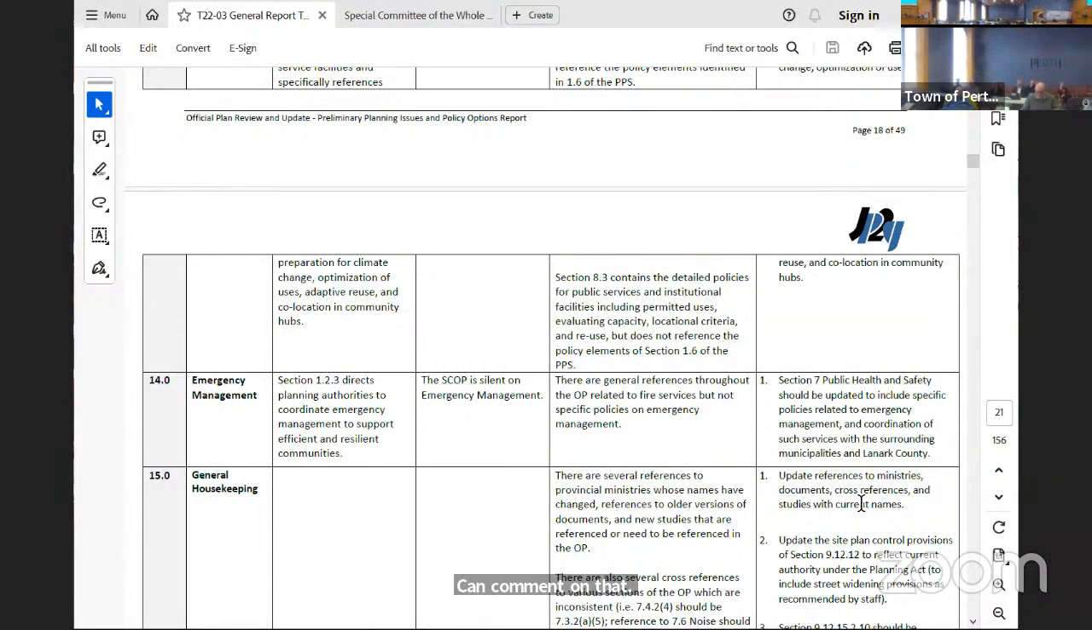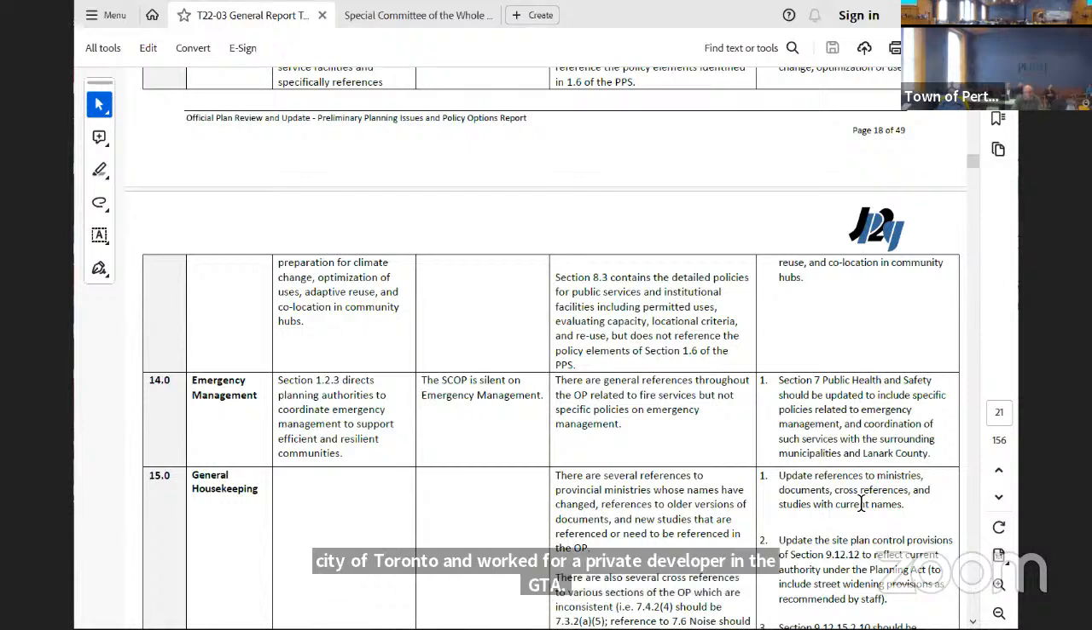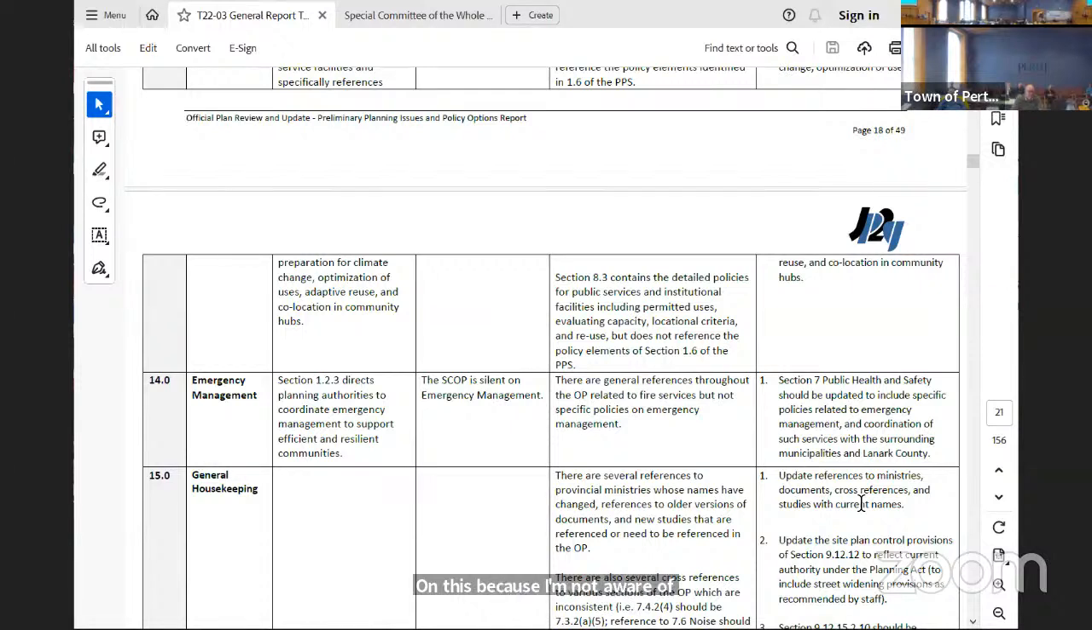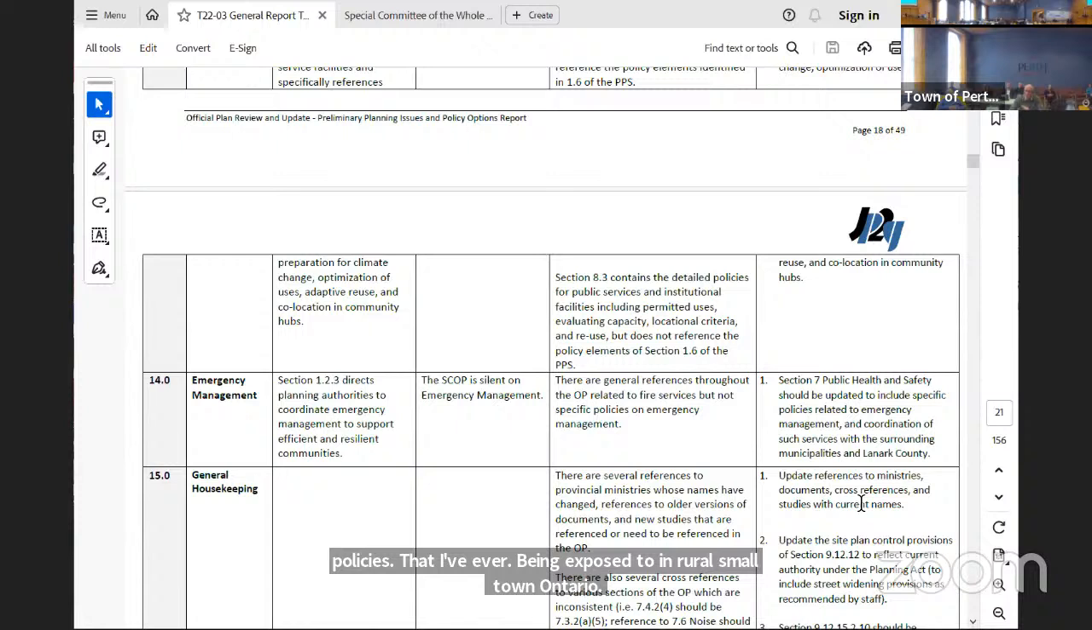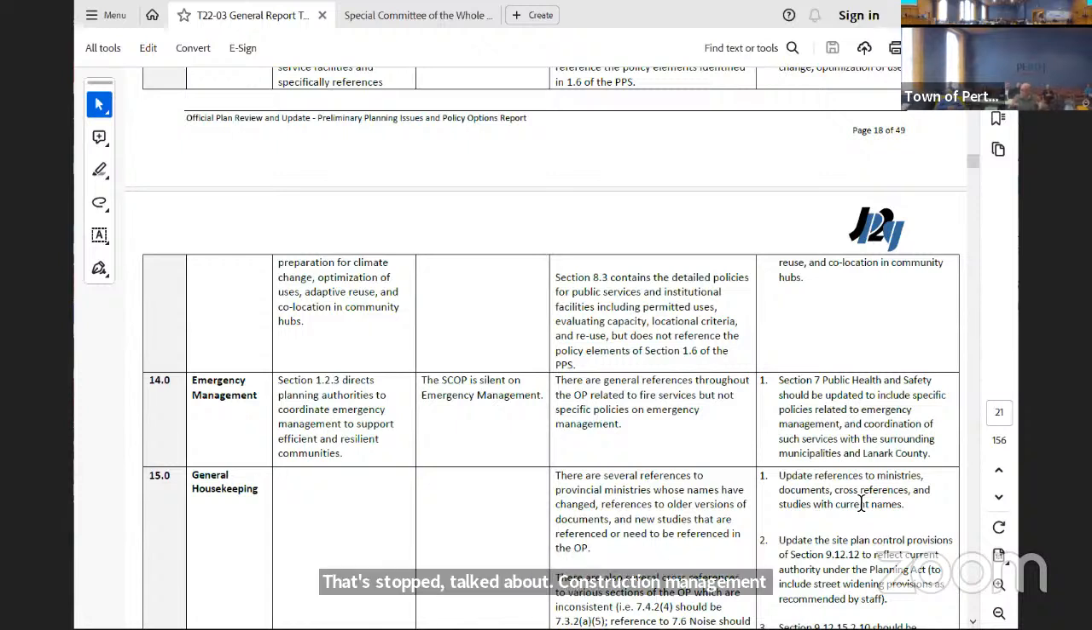I'd be happy to. Thank you very much, Chair. This is, again, we did receive comments from the public. Mr. Tennant was quite eloquent in his thoughts on that. I did take the opportunity on this specific element, Chair, to speak to one of my colleagues, one of the senior planners in our firm, who was a planner for the city of Toronto and worked for a private developer in the GTA on this, because I'm not aware of any official plan policies that I've ever been exposed to in rural small town Ontario that's talked about construction management plans, right?